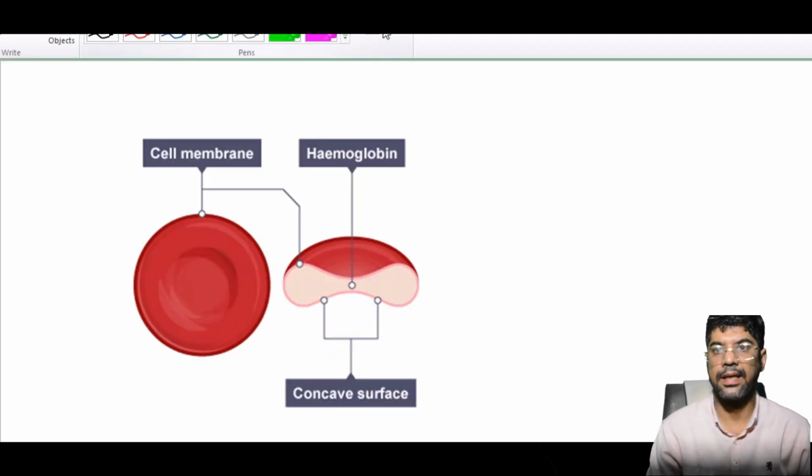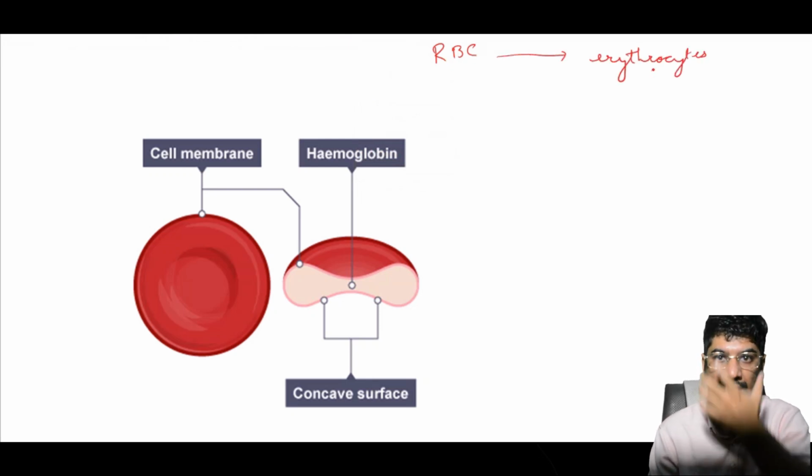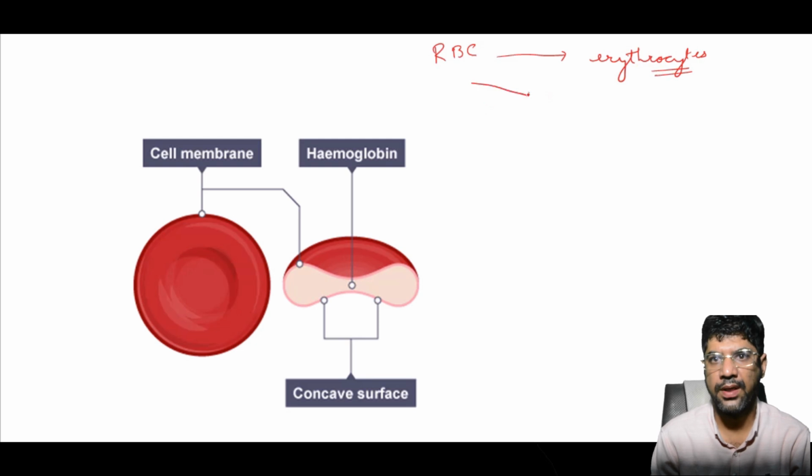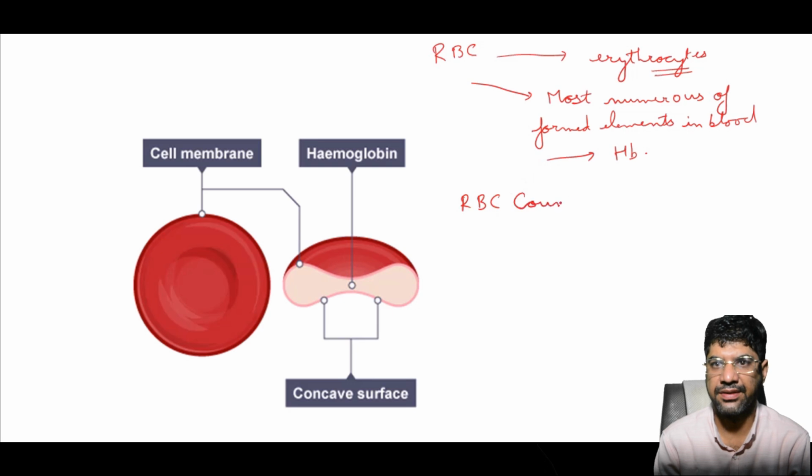Our next topic is red blood cells. The other name of red blood cells is erythrocytes. What are the most numerous elements present in blood? They are the RBCs. They are characterized by their red color due to the pigment hemoglobin. Their main purpose is to transport respiratory gases, oxygen and carbon dioxide, through the body.